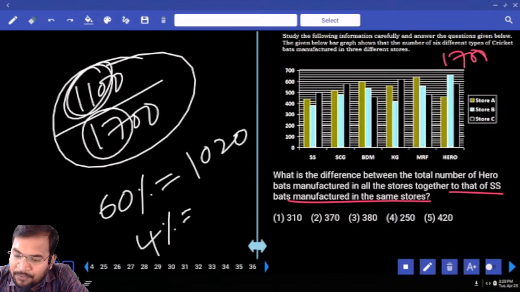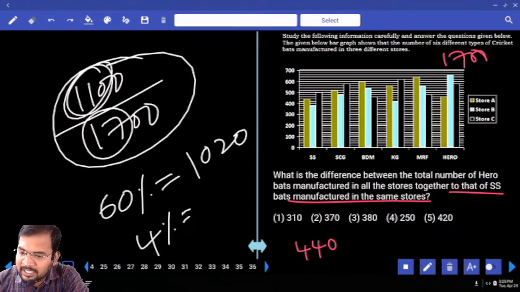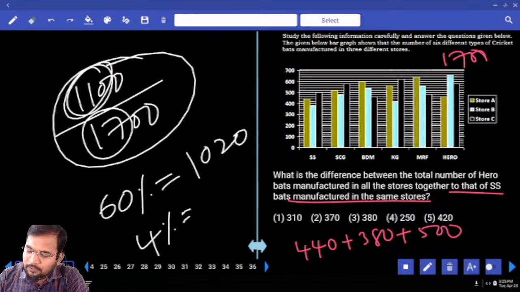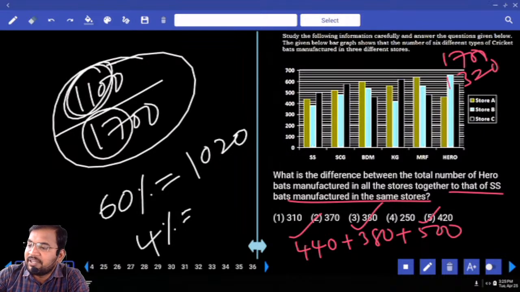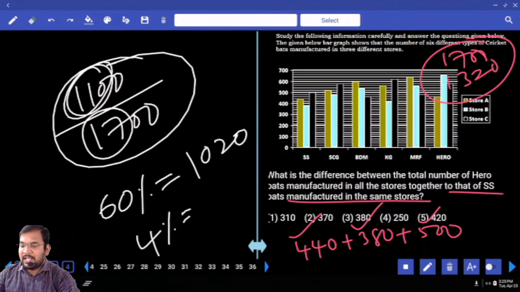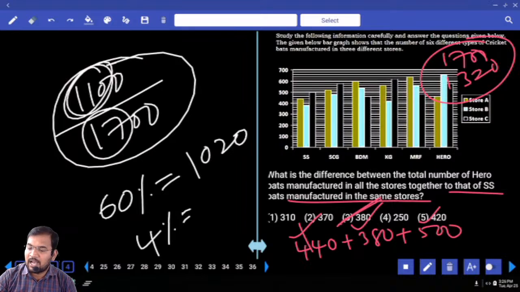Tell me. First one 440, 380, 440, 380, 500. So see here, 400, 300, 500, 1200 plus 120, 1320. 1320, 1700, difference 380. Your answer is 380. Which option is there? Option 3.